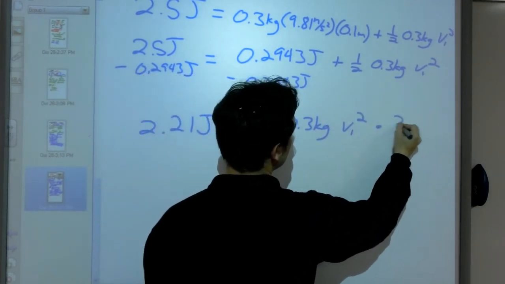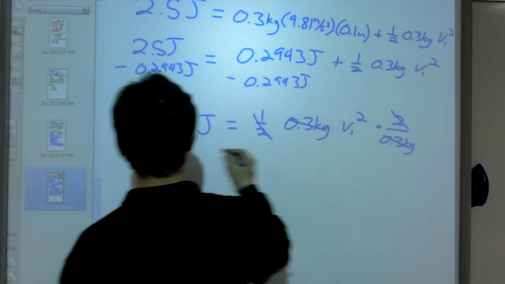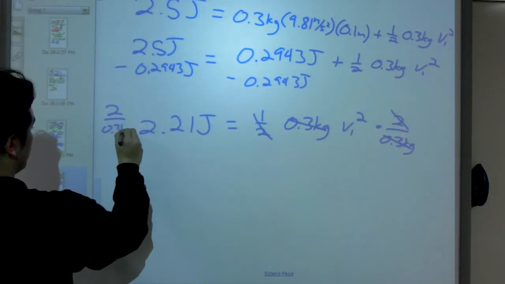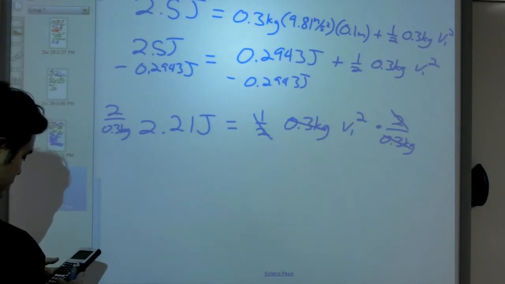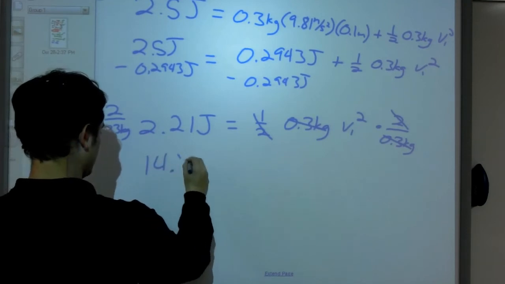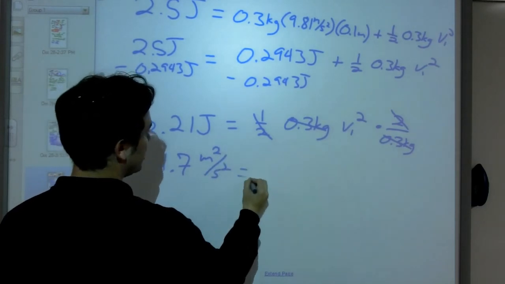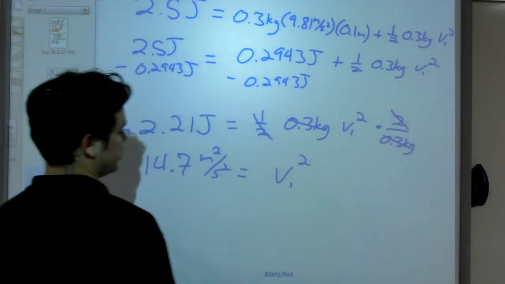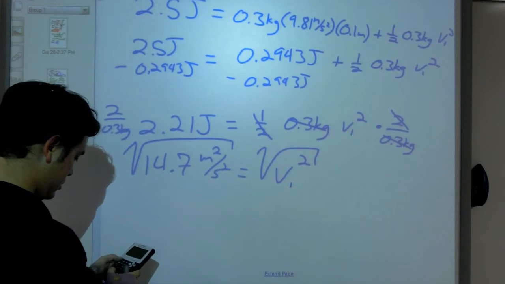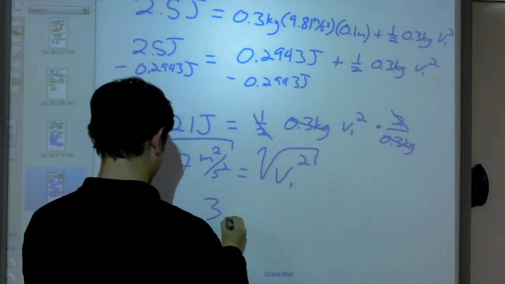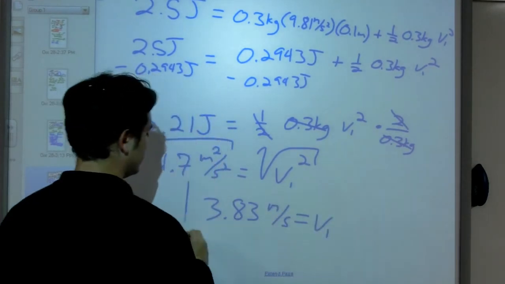I'm going to multiply by 2 and divide by 0.3 kilograms, so I can get rid of my 1/2. And that's going to give me 14.7 joules per kilogram, which is meters squared per second squared, equals velocity 1 squared. Well, that's good. So I'm going to take the square root of both sides, and I end up with 3.83 meters per second equals v1.